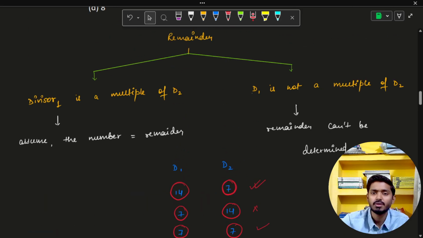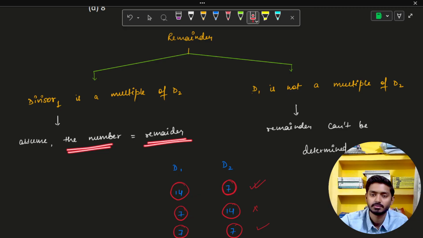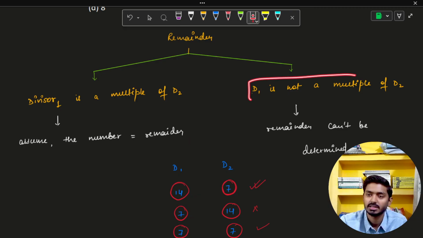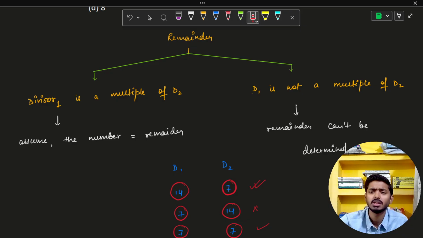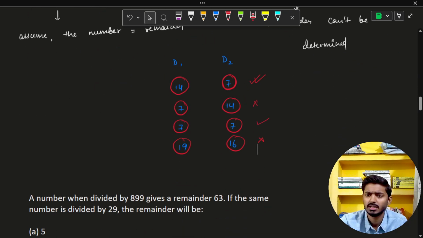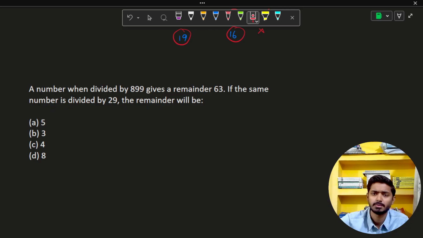So whenever we are clear that divisor 1 is a multiple of divisor 2, what we do is we assume the number to be equal to remainder. And if it is not a multiple of divisor 2, we say that the remainder can't be determined. All right, remainder can't be determined. And this type of question is very rare in SSC exams, although there are a few. Let's try to learn this using some examples.